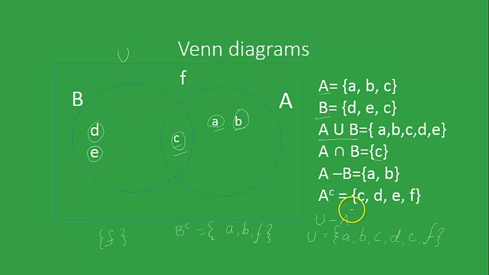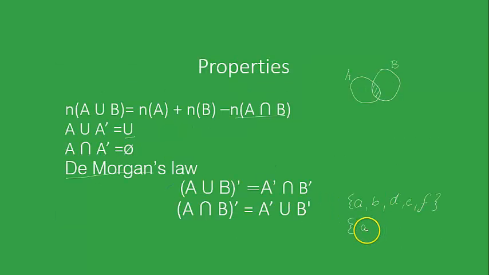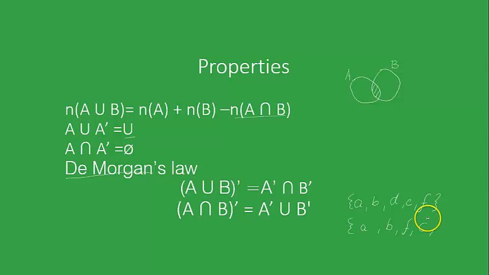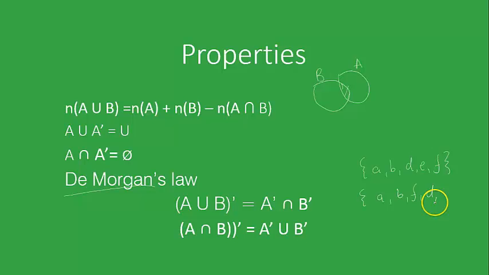the elements which are present in A complement, or let's say start with the elements contained in the B complement, which are A, B, F, and the elements which are present in A complement also, which includes C, which includes D. As you can see from the definition, the two sets are equal.